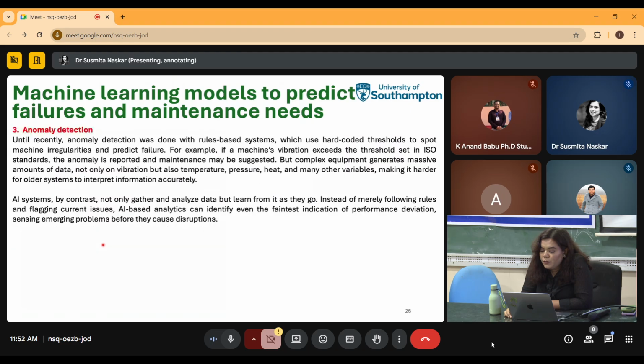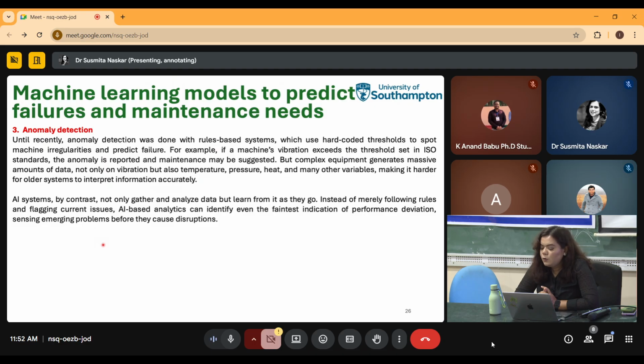Another important one is anomaly detection. Traditionally, anomaly detection relied on rules-based systems with hardcoded thresholds. For example, a machine's vibration might be compared to an ISO standard, and any excess would trigger a maintenance report. While effective in simple scenarios, this approach struggles with today's complex machines that can produce enormous volumes of data, not just in vibration but also in temperature, pressure, heat, and many more. Older systems cannot easily interpret such varied information. By using artificial intelligence techniques, we can change the picture quite completely.